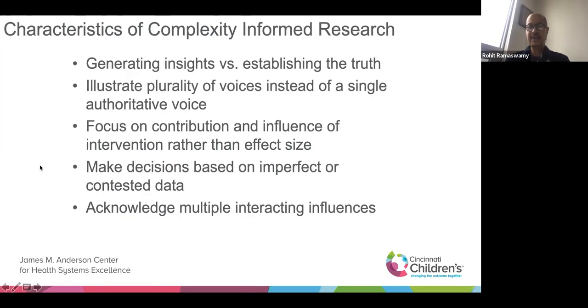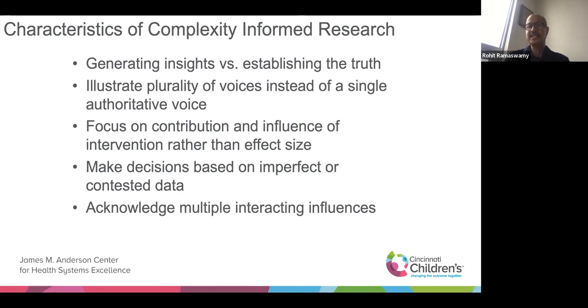So as Dr. Greenhalgh says, if we wanted to think about complexity-informed research, what are the kinds of things we need to be thinking about? It needs to be about generating insights rather than establishing the truth. So there's not really a single truth, but there are many things that we know about the system that allow us to learn about the system. And so for those of us who are working in learning health systems, some of these are aligned ideas. They make sense to us as we think not so much about solving a problem, but about learning as we go, right?